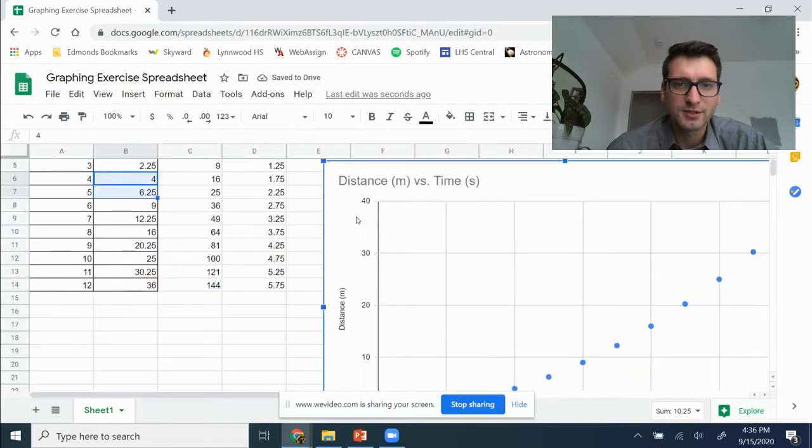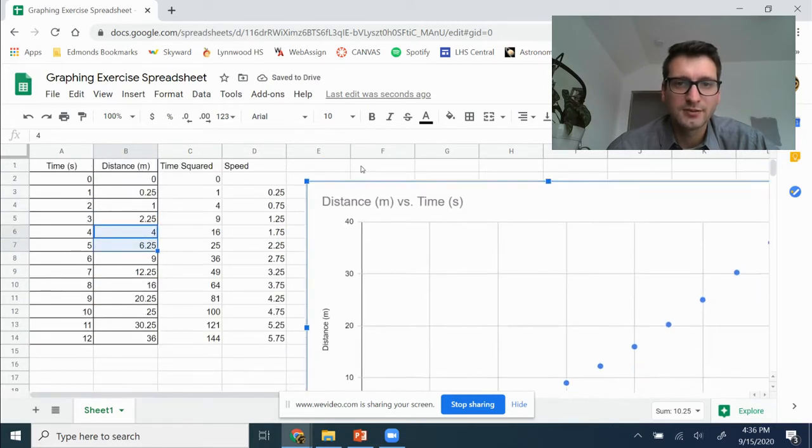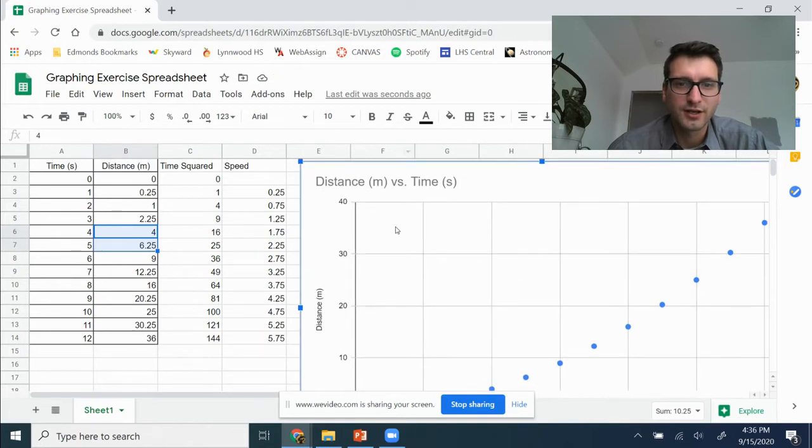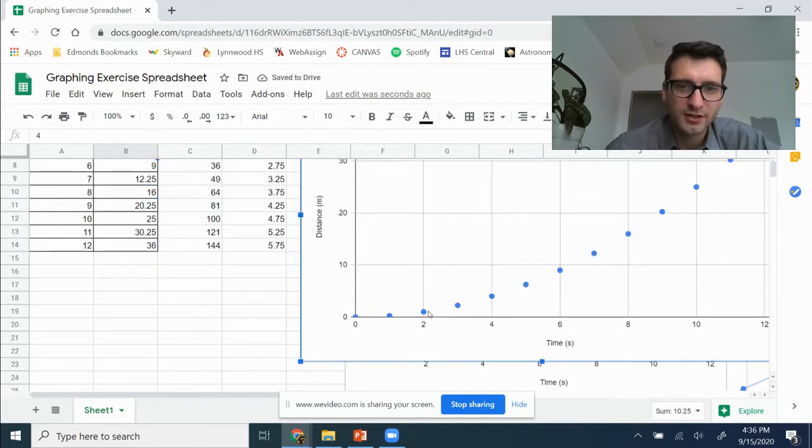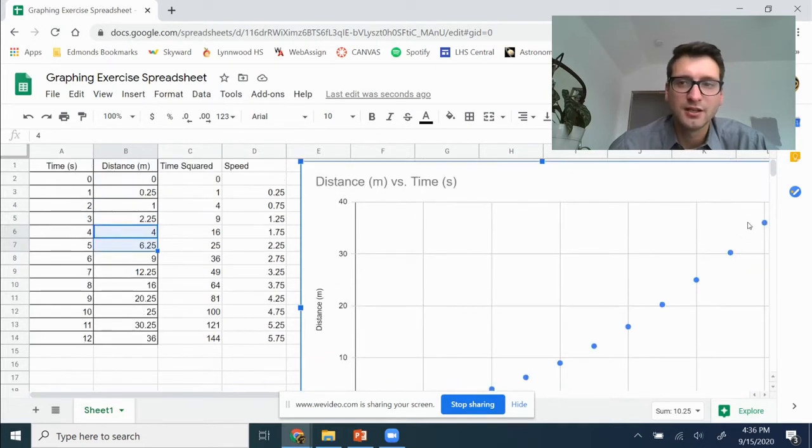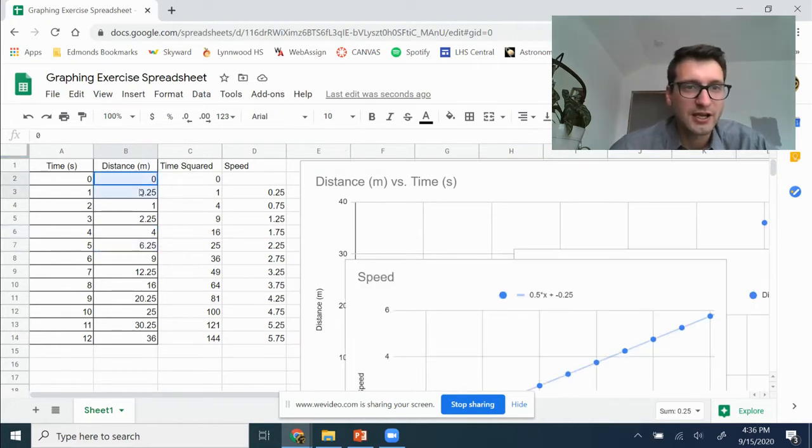So we know that this object is speeding up. The reason that we know that is because of the slope of this graph right here. This is a position versus time graph. It says distance, but probably position is a better way to look at it. The slope of this graph is going to tell you the speed. The slope is very flat at the beginning, so it's not going very fast. Then as time goes on, it gets steeper and steeper, telling us it's going faster and faster. This is confirmed by actually looking at the data.